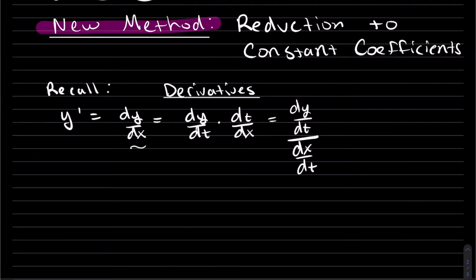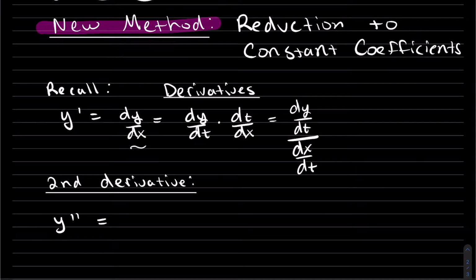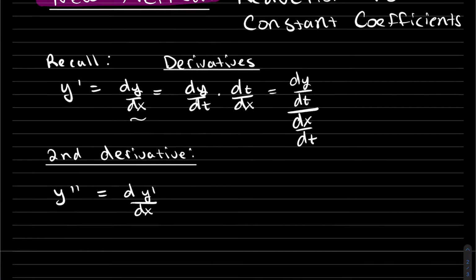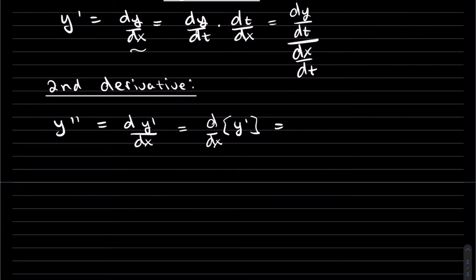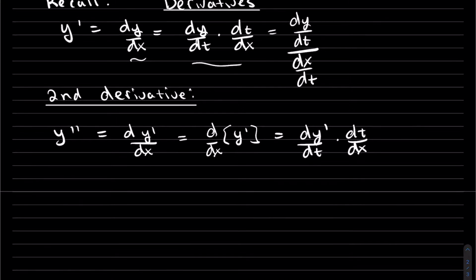So our second derivative is basically the derivative of y prime with respect to x. We can write it like that, same notation. And now we can utilize the top idea. So it's dy prime over dt times dt over dx. So we have this and this.